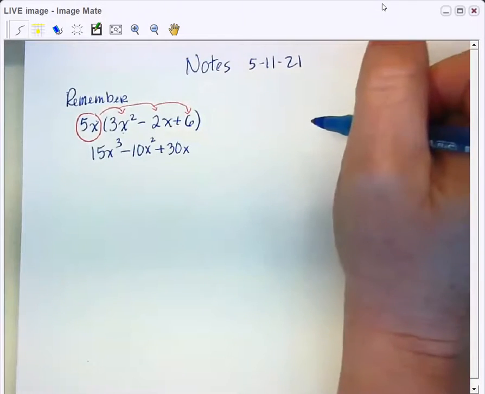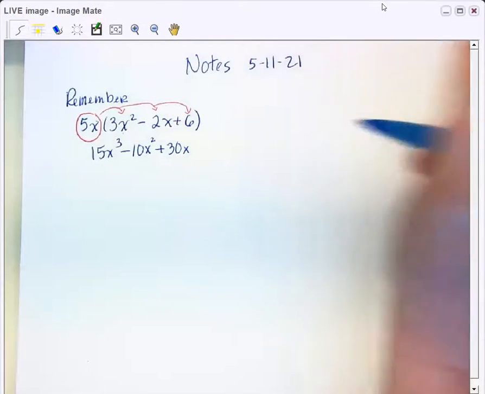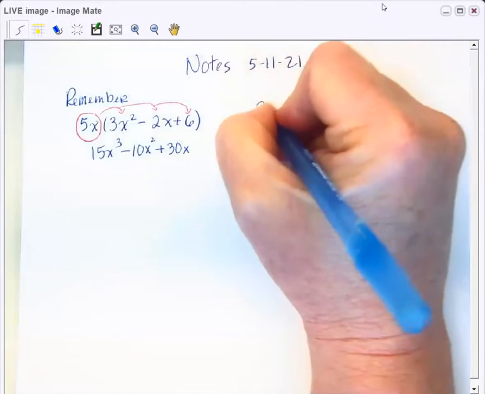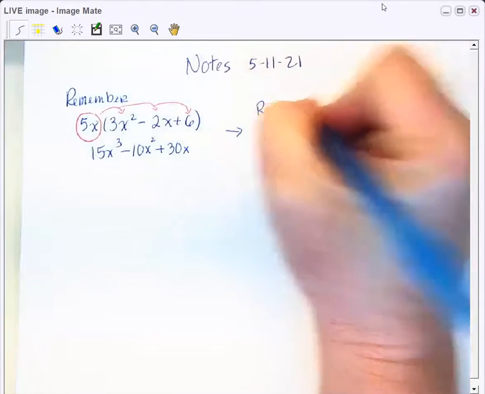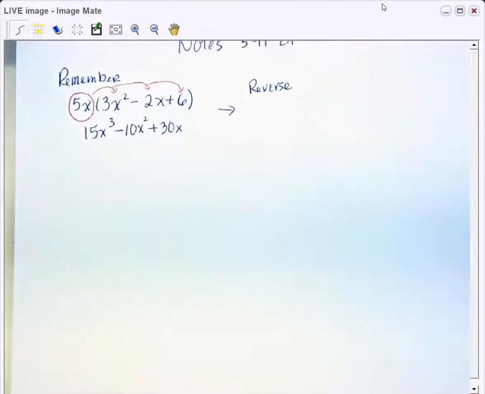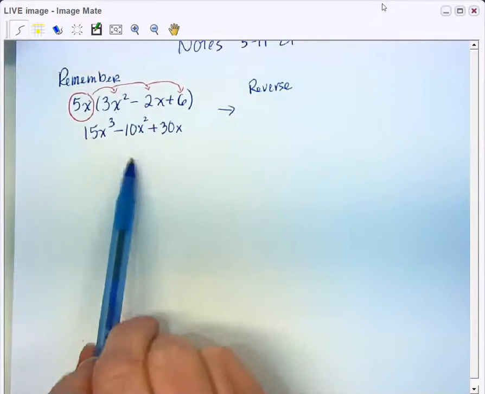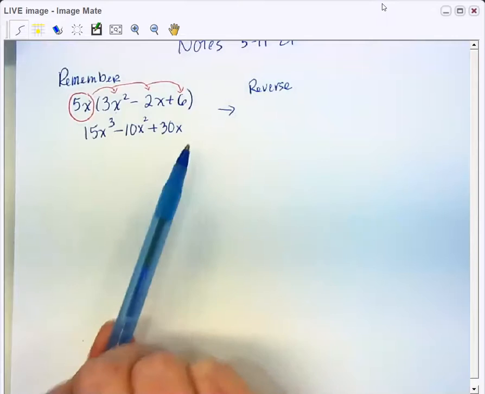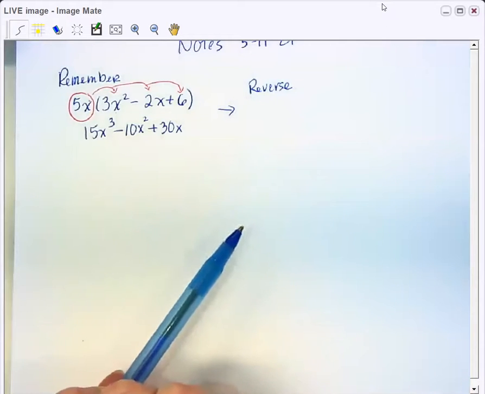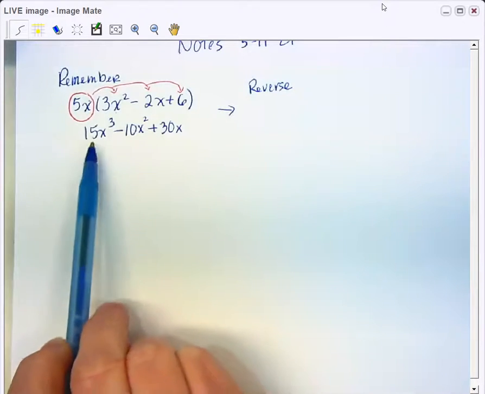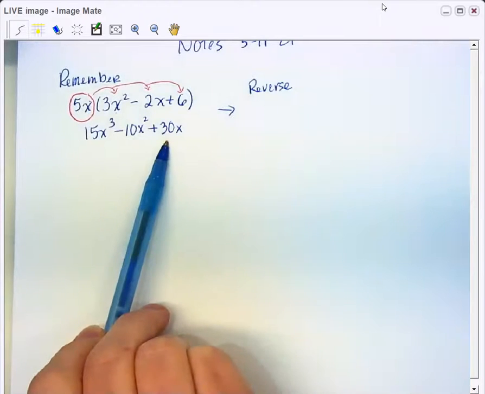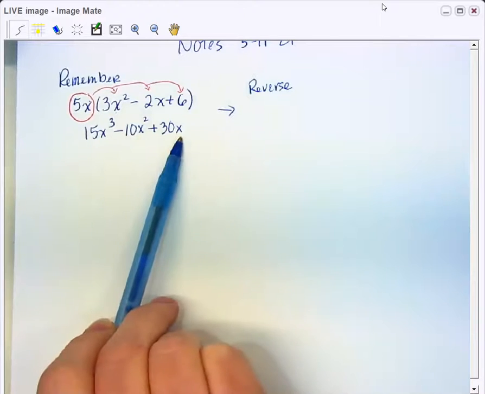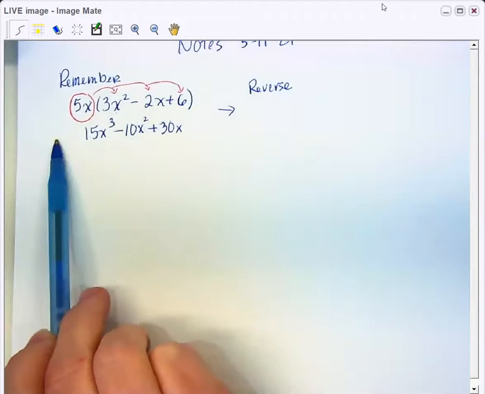Okay, so what we're going to be working on today is doing this in reverse. We would look at a polynomial. In this case, it's a trinomial. And we'd ask ourselves, what numbers or letters do they all have in common? Oh yeah, 15, 10, and 30, they all have a 5 in common. X cubed, x squared, x, they all have an x in common, and I'm going to pull it out.